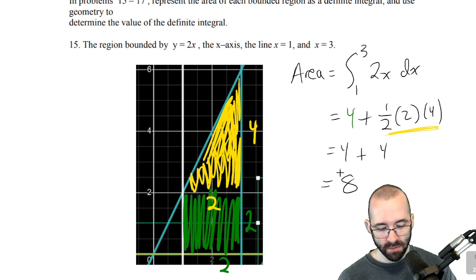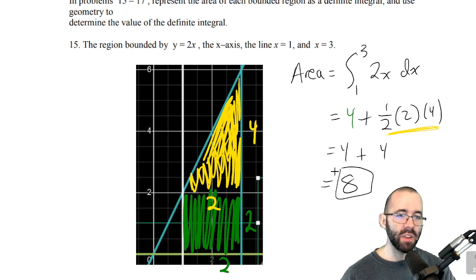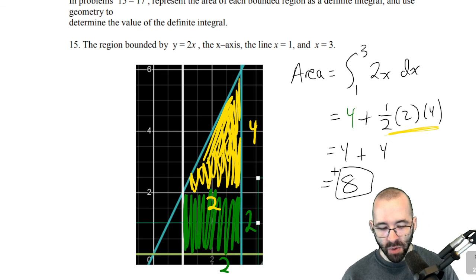If you're ever unsure about what I'm looking for with units here, just send me a question. Ask me. That's what we've got going on here.